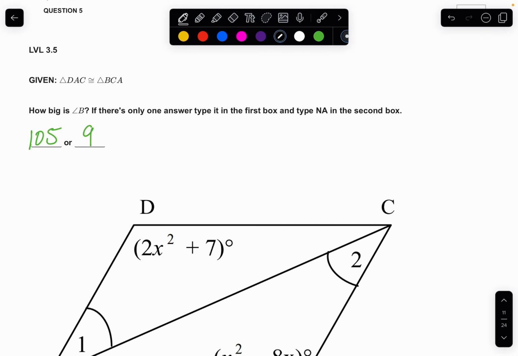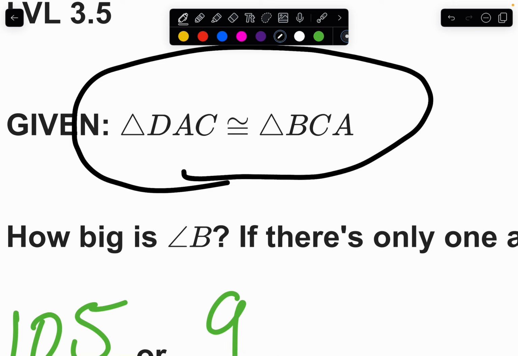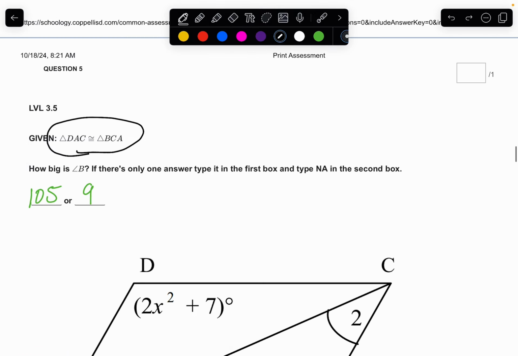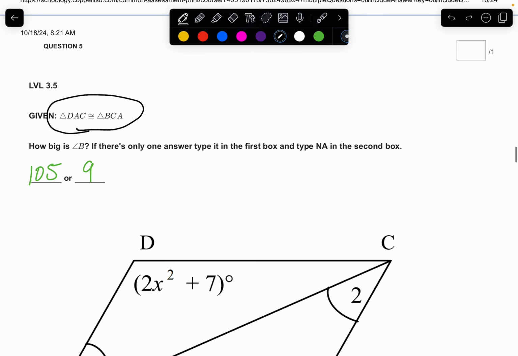Given, so if we have a given statement like this, what do we know? We know DA is congruent to BC, CPCTC. We know DC and BA, CPCTC. We know angle D and angle B, CPCTC. We know all of their parts are congruent. And often the picture is there to mess you up.